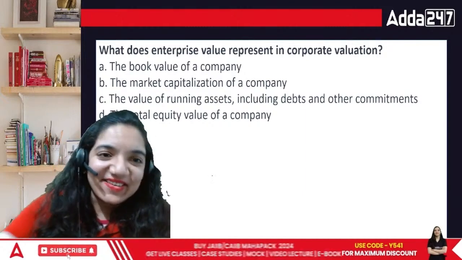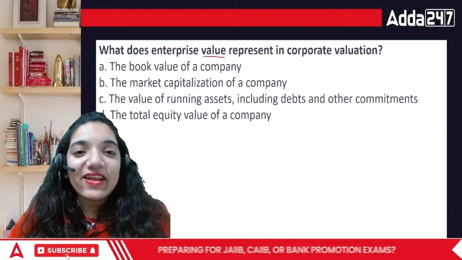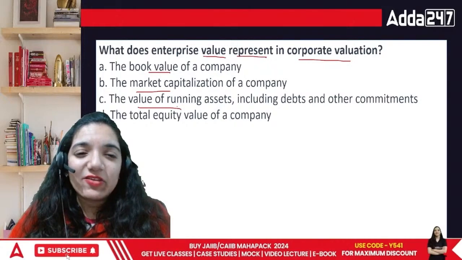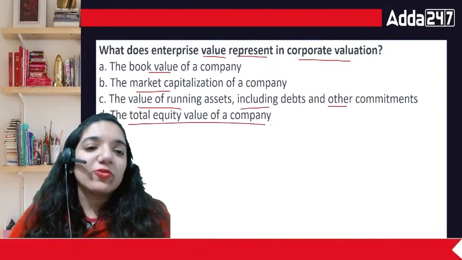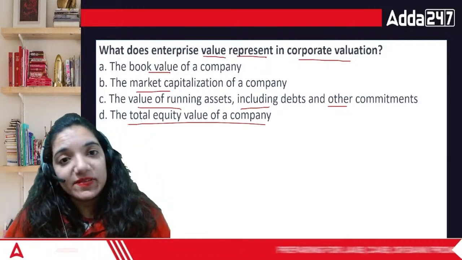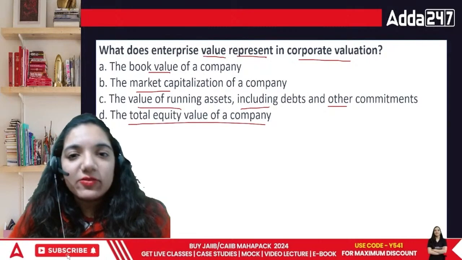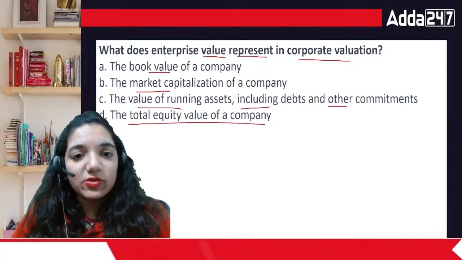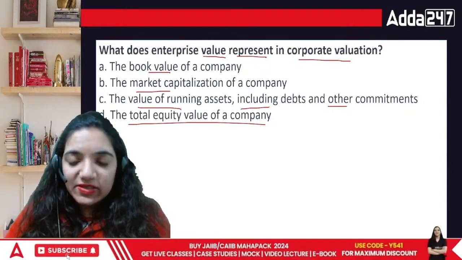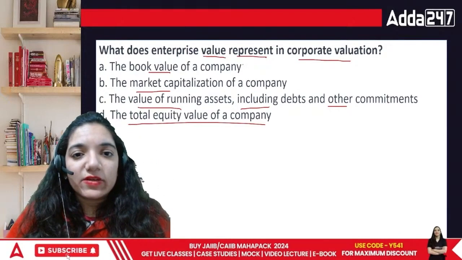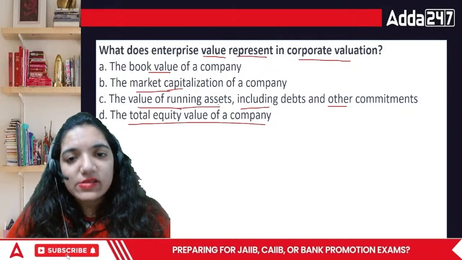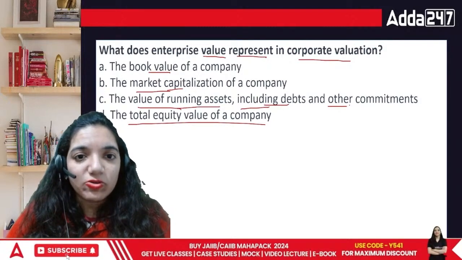So let's continue further. What does enterprise value represent in corporate valuation? The book value of a company, market capitalization, the value of running assets including debts and other commitments, or total equity value of the company. Now, the next troublesome point is what does enterprise value represent? Corporate valuation is what I told you, and this talks about the book value. What is this particular thing called EV? This is again a troublesome thing. Let's talk about EV as well. The book value of the company, or the market capitalization of the company, then the running assets, including debts and other commitments, or total equity.